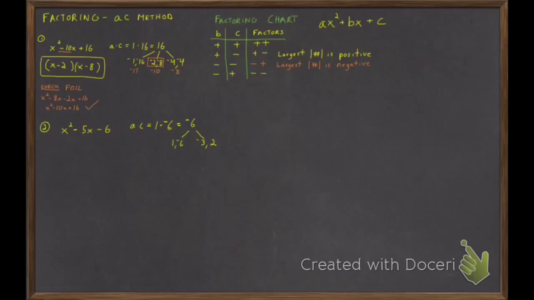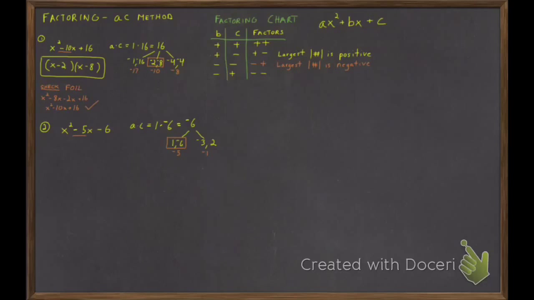Now we take their sums. So what's 1 plus a negative 6? It would be a negative 5. And what's negative 3 plus 2? That would be a, let's see, that would be a negative 1. So we look at our b term now, and we see, there's our b term. We're looking for a negative 5. So our choices will be 1 and 6.